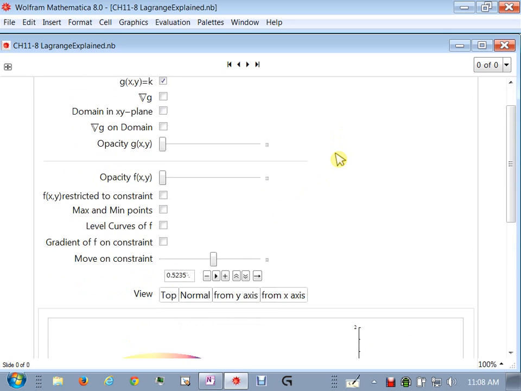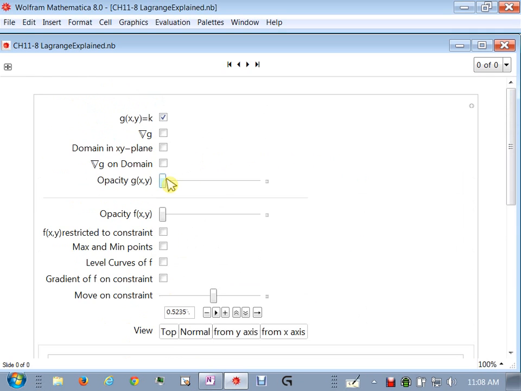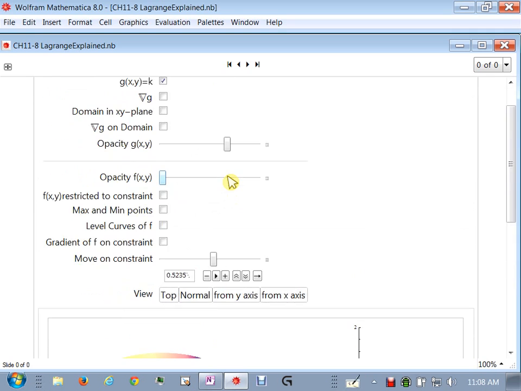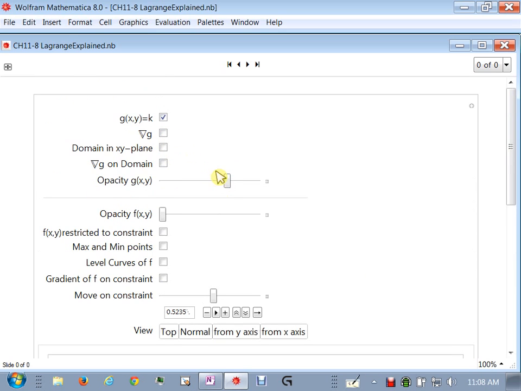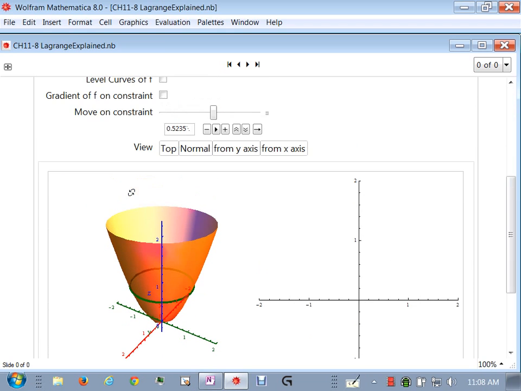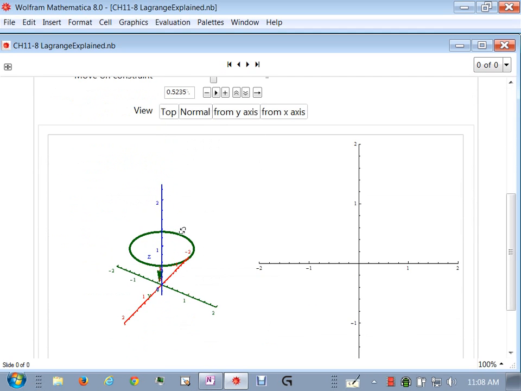Something didn't happen there. Why didn't G come out? Okay, let me try this. G should have gone away when I did that. Okay, let me show you the gradient of G. Oh, there it goes. My computer's thinking, I guess.